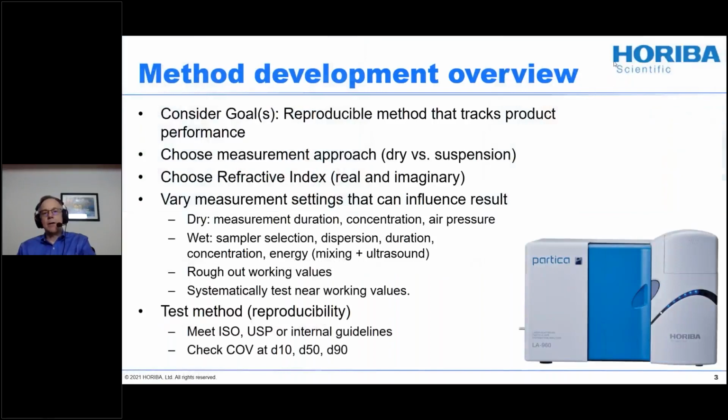So the overview is, when you start developing a method for laser diffraction, you want to think through what you're going to do. That would start with the goals. You'll probably choose a measurement approach. You'll pick your refractive index. You'll vary measurement settings, and then you'll test your method and be more systematic about it. This is how you want to think about almost any experimental method development work, and I'm going to get into specifics when you're working with laser diffraction analyzers and some of the specific things that you'll look at tweaking as we walk through this.